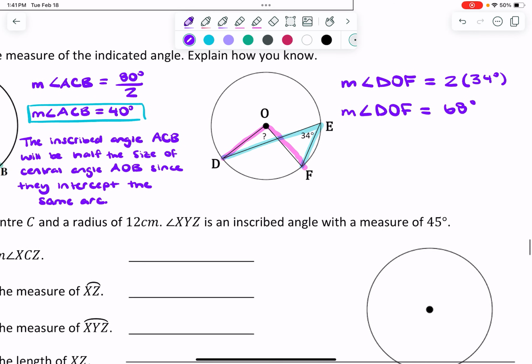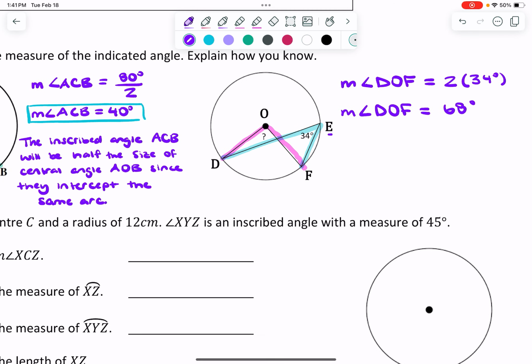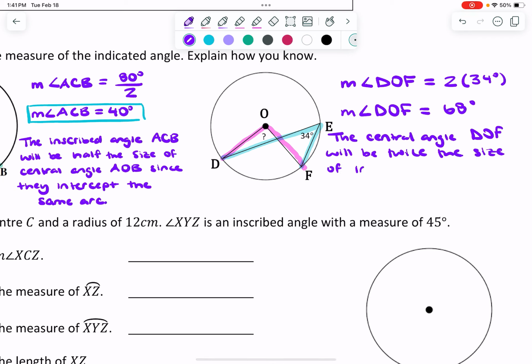Similarly, we can explain how we know. The central angle DOF will be twice the size of inscribed angle DEF, since they intercept the same arc.